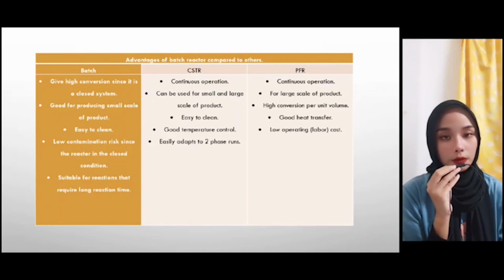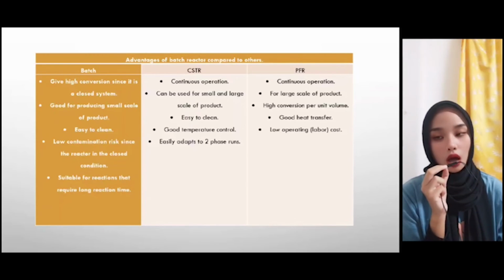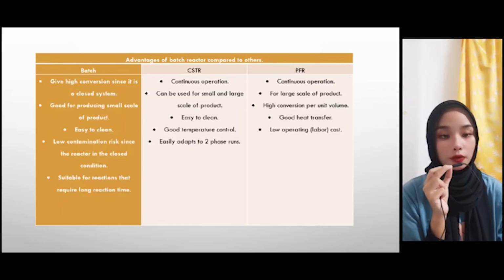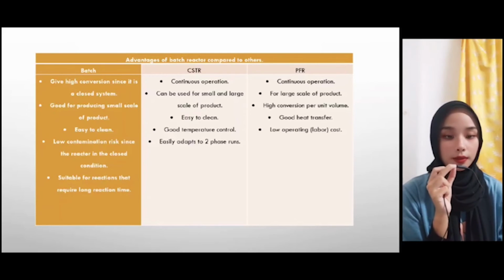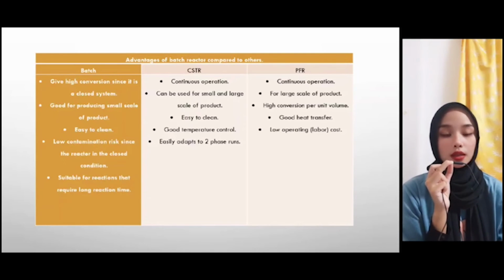Okay, for batch reactor, the advantage we get is it gives high conversion. See, it is a closed system. Good for producing small scale of product, easy to clean, low contamination risk since the reactor is a closed system. Suitable for reactions that require long reaction time.